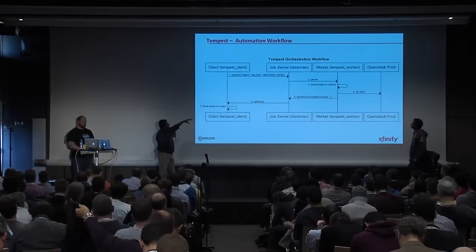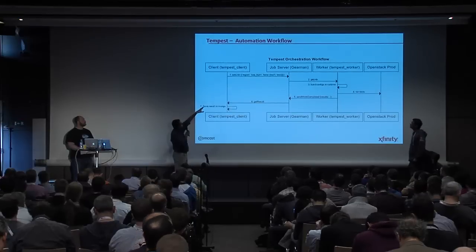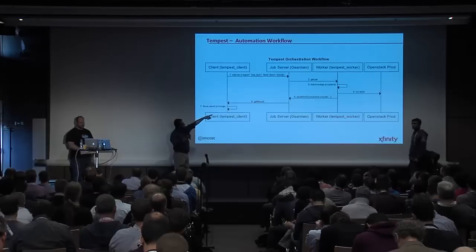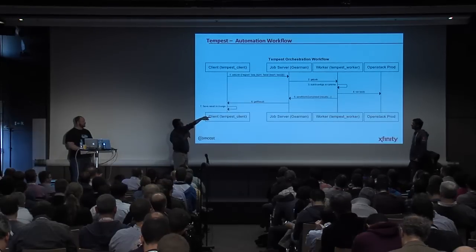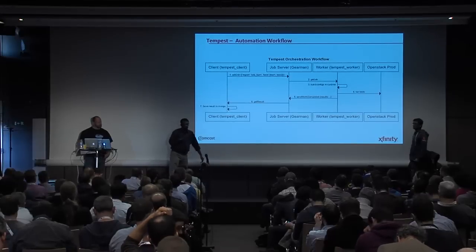We have a Tempest configuration template, and all the Tempest client does is pass the region information, and we already have the configuration file that works for us. During runtime, it creates the configuration file, executes the test, and sends back the result to Jenkins.